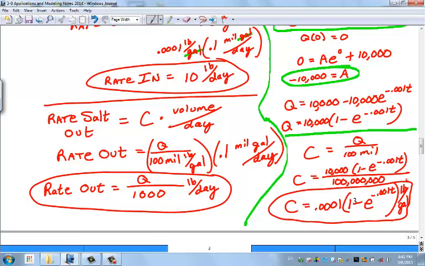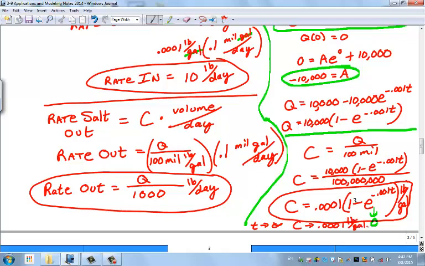Now, if you think about that, in the long run, as t approaches infinity, what would be the amount of salt in the tank? Well, as t approaches infinity, it's e to a negative 0.001 times infinity. So that is going to end up being a very high negative exponent. So this portion will approach 0. So in the long run, the concentration of salt in this tank as t approaches infinity, C approaches 0.0001 pounds per gallon.